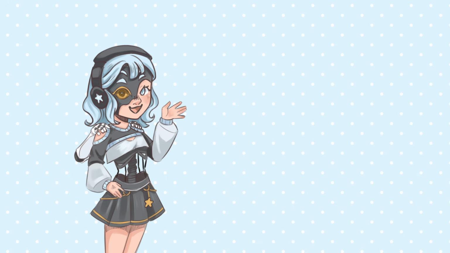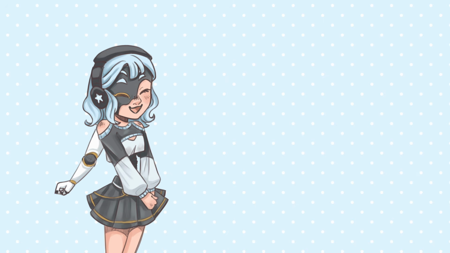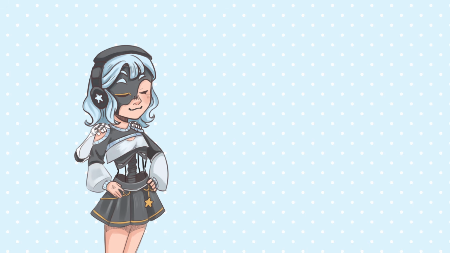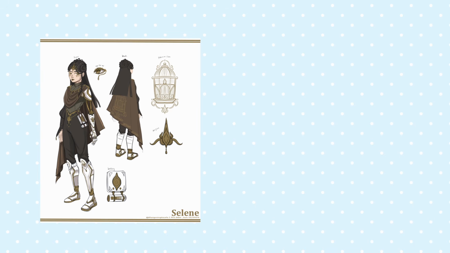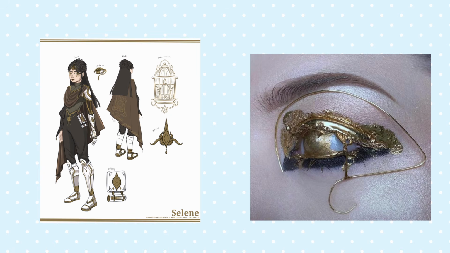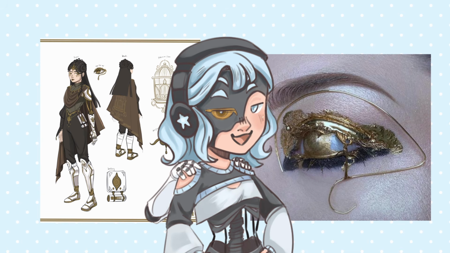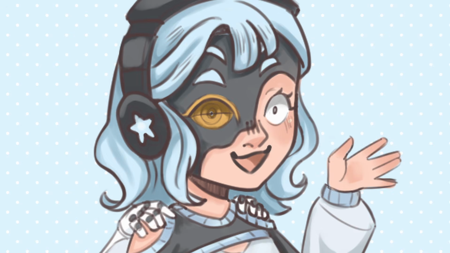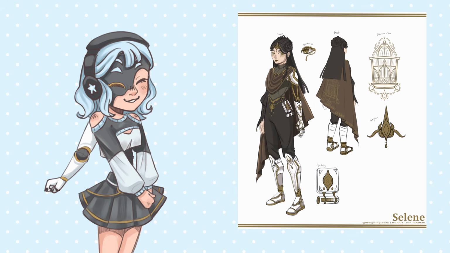I get ideas for my characters in one of two ways. The first way is by seeing a cool picture and thinking, wow, I need to add that to a character. This was how my character Celine was born. I saw this really cool picture of a golden eyeball on Pinterest and I knew I needed to make a character around it immediately. And that's how I ended up with her.